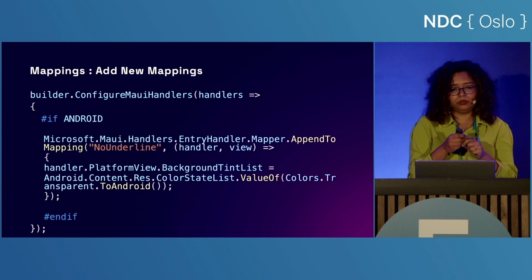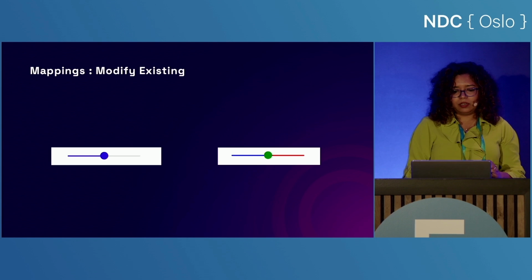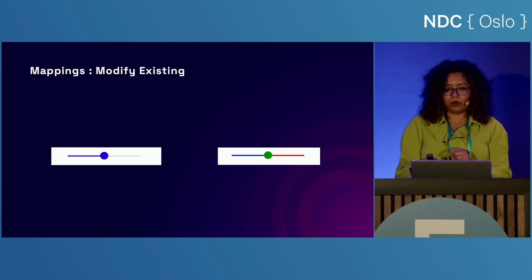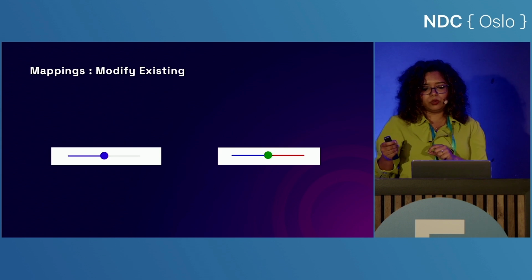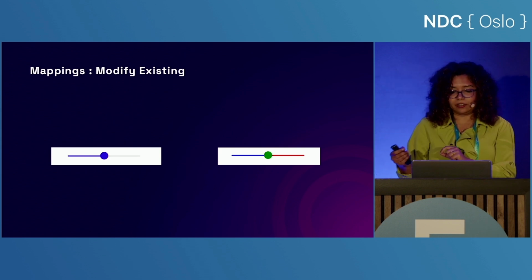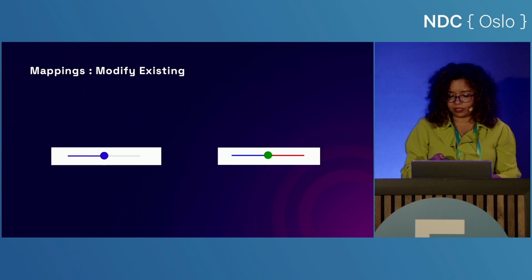This is one line of code. You just register this handler, and that's it. All your entries are fixed. Now let's talk about a little bit more modification. On the left, you have the default slider. And what if you want to make it look like the slider on the right? With a customized thumb button, and the minimum and maximum color tints are different.